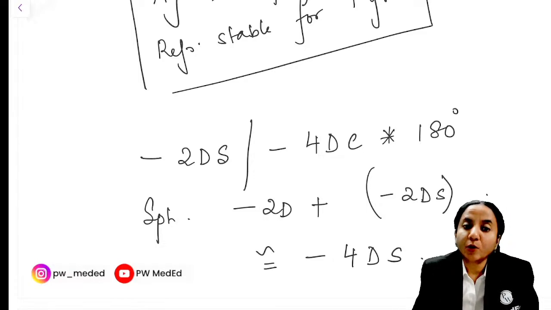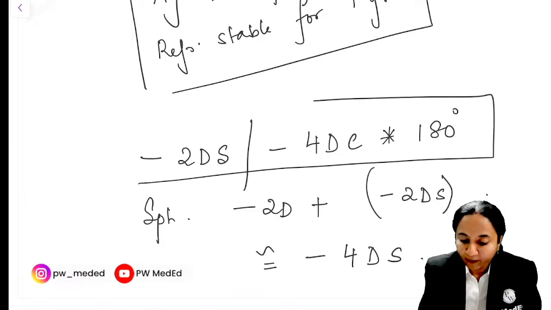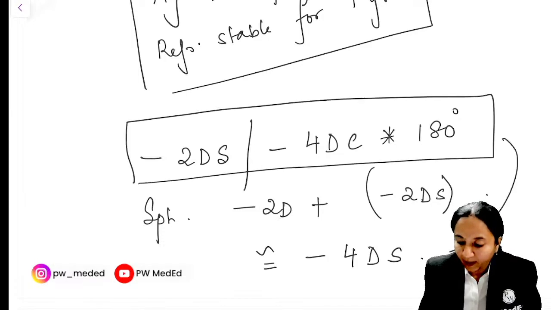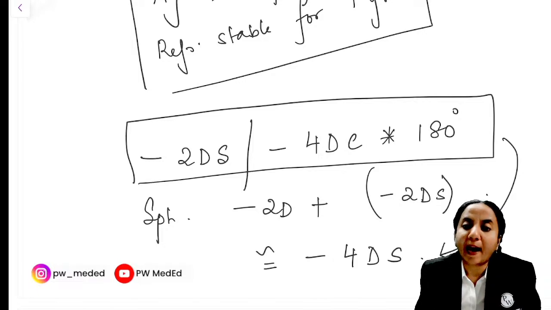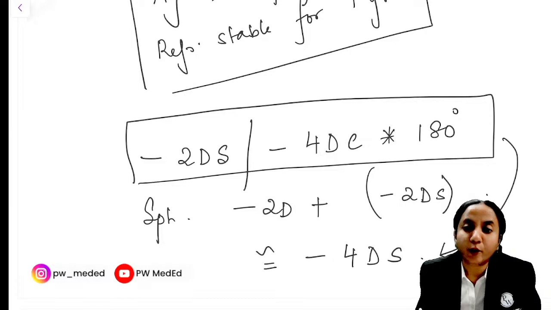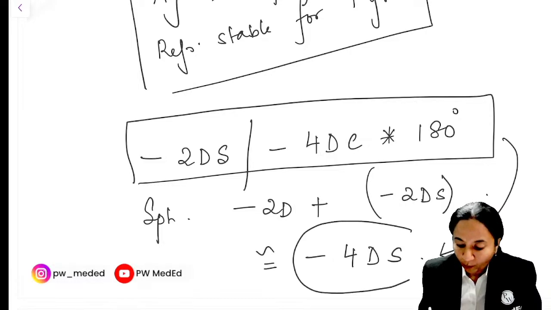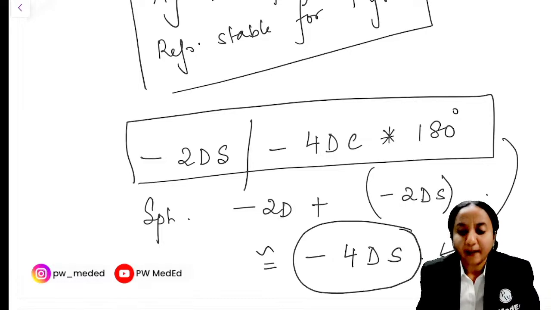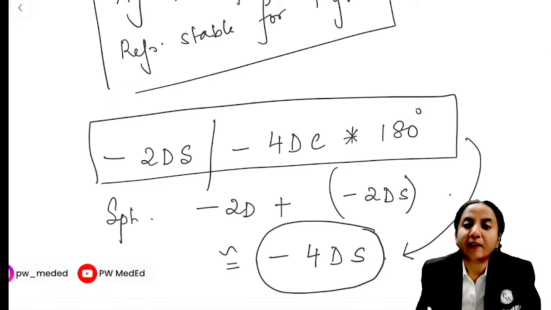Okay, so minus 2 diopter sphere and minus 4 diopter cylinder cross 180. If you have this prescription and have to give a spherical equivalent, you have to add half of the cylinder to the sphere. So minus 2 was already there, from the cylinder you add 4. Sorry, from the cylinder you add 2. So this becomes minus 4. This is your spherical equivalent. So it is kind of equivalent to this prescription. It's not equal. So this is what we mean by spherical equivalent.